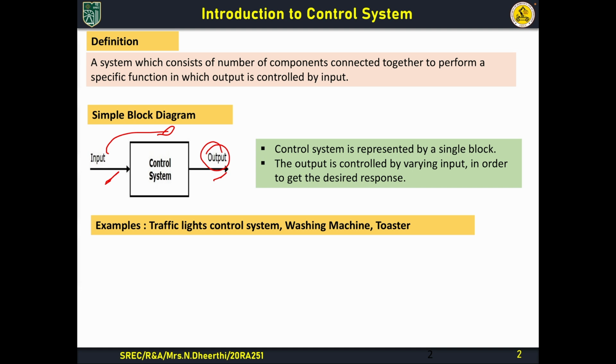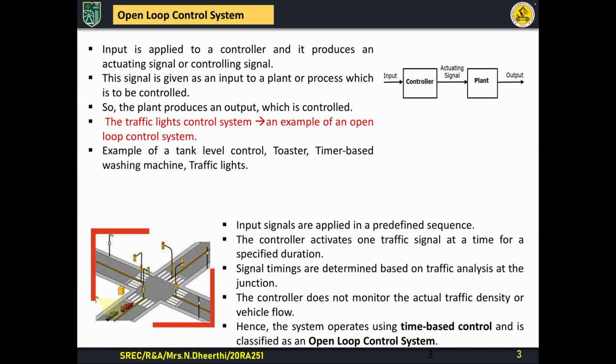We can take examples of control systems from day-to-day life, like the washing machine and toaster. The traffic light control system is one more good example. Here all the systems are designed for a specific application in which your output is controlled by input parameters. So this is the definition of a control system. In control system, we have two types of classification: the open loop control system and the closed loop control system.